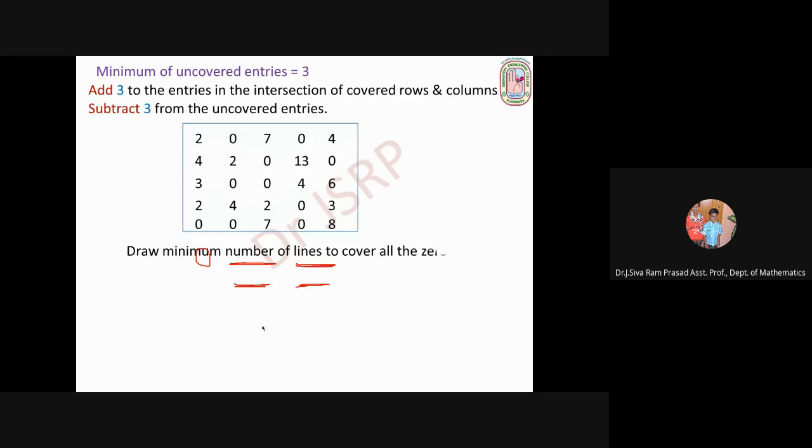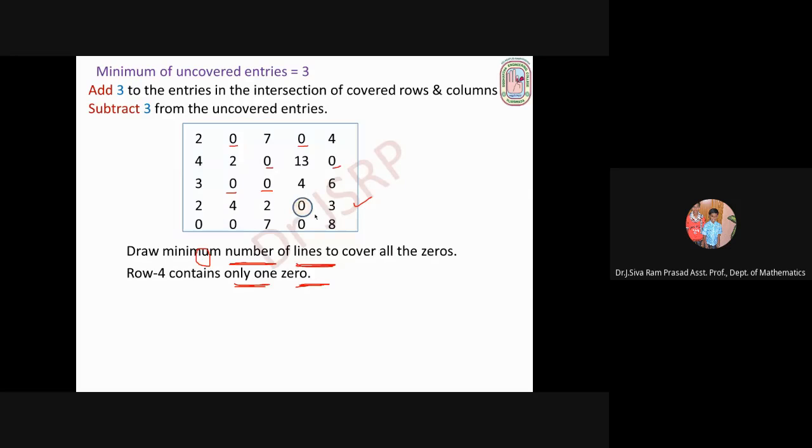Draw minimum number of lines to cover all the zeros. First, observe first row. First row contains 2 zeros. Skip first row. Second row contains 2 zeros. Skip second row. Third row contains 2 zeros. Fourth row contains only 1 zero. Row 4 contains only 1 zero.